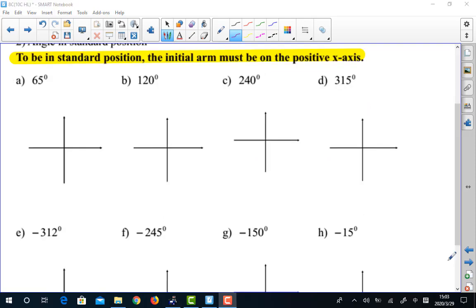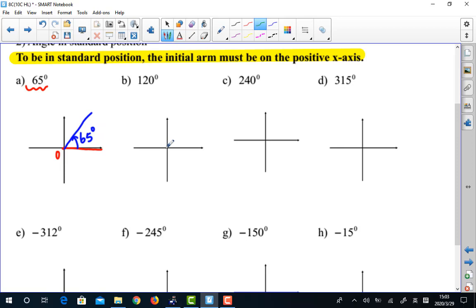Right now, let's sketch the following angles. And make sure when you sketch any angle in the coordinate system, this angle must be placed in standard position. Let's look at the first one, 65 degrees. Positive angle. So you always place the vertex at the origin, and your initial arm is here. For 65, it means I rotate the terminal arm counterclockwise 65 degrees. So this is a positive 65 degrees.